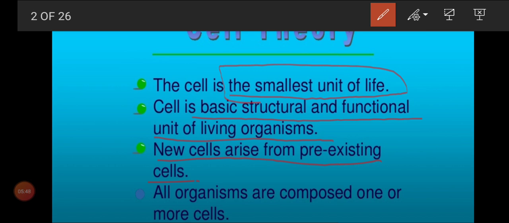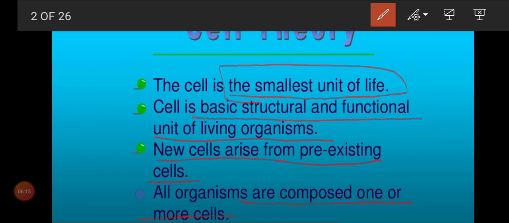And all organisms are composed of one or more cells. Imagine a microorganism, it will be single cellular. So organisms might be single cellular or multicellular. Give an example for single cellular organisms. Only one cell alone will make one organism. An example is amoeba. Amoeba is only one cell, but that makes one organism.